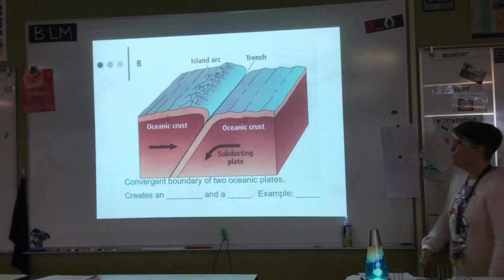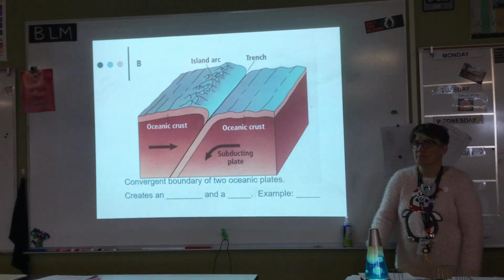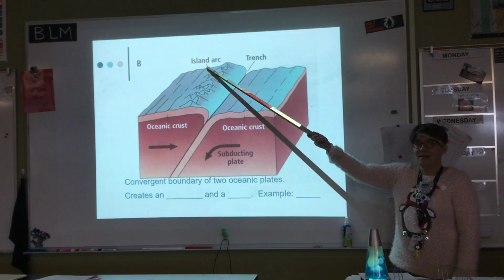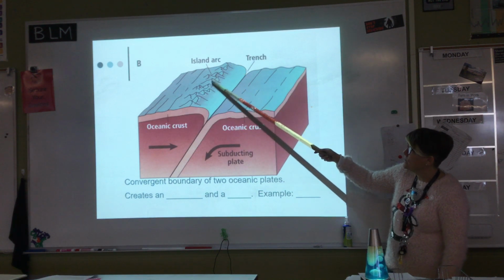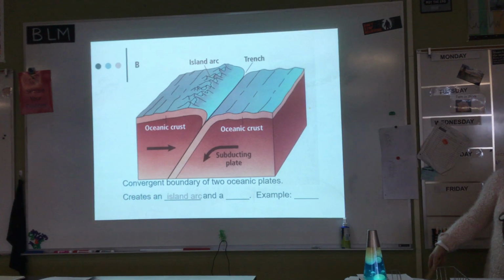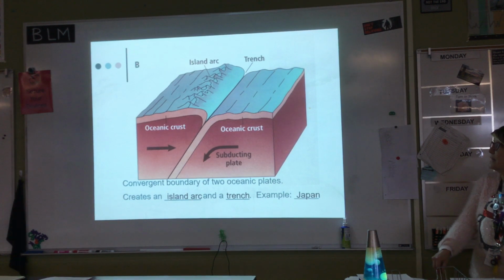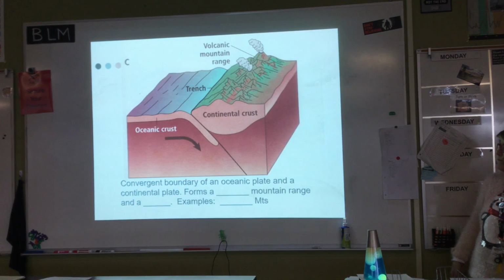Okay, convergent boundary of two oceanic plates creates a trench and an island arc. So that just means you get these volcanic mountains with little tips of them sticking out of the water. Example they gave us was Japan, or you could say the Aleutian Islands in Alaska. They're off of Alaska.